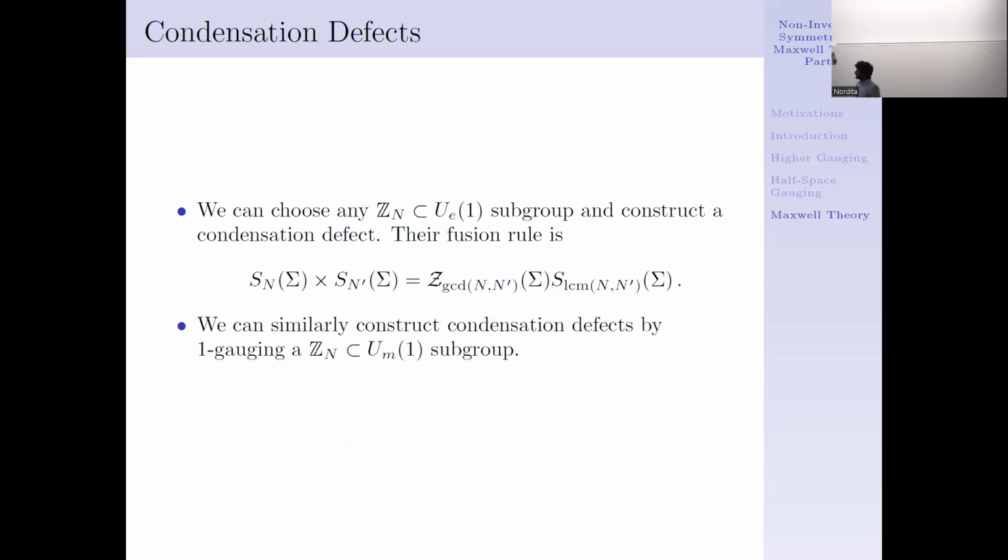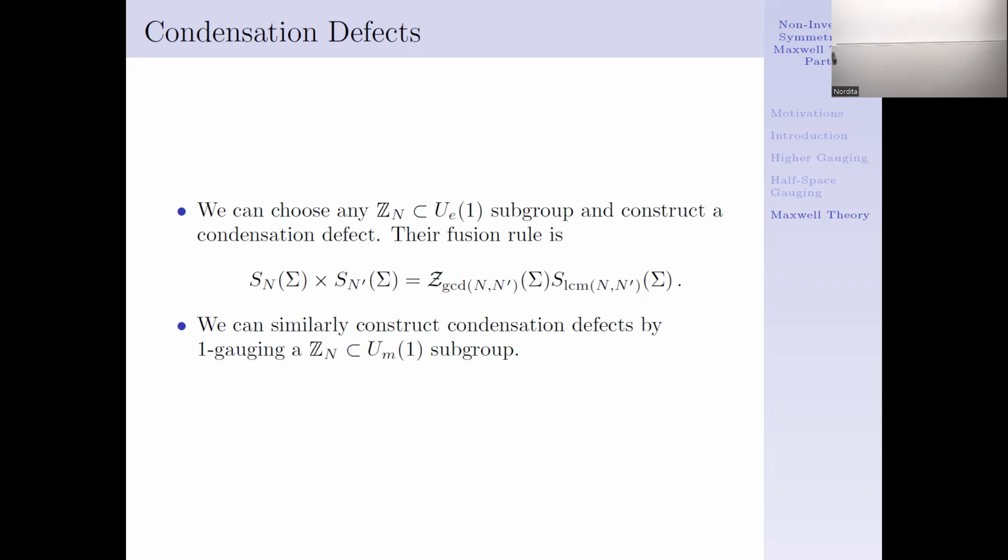Okay, so let's now apply the two procedures that I described before, namely higher gauging and half space gauging, and construct topological defects in Maxwell theory. First of all, we know that the U1 one-form symmetry doesn't have a self anomaly, so we can choose any Zn subgroup, and condense it and gauge it along a surface. And in this way, we can construct an infinite set of condensation defects labeled by an integer n.